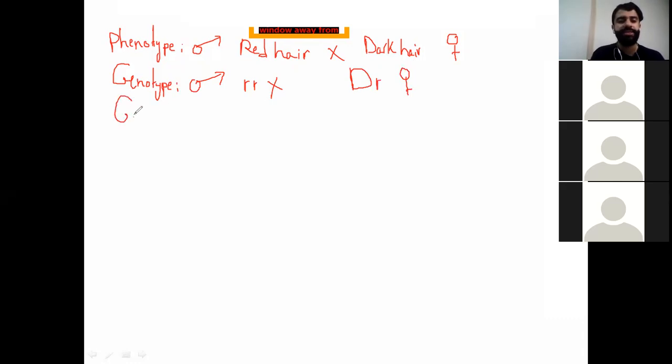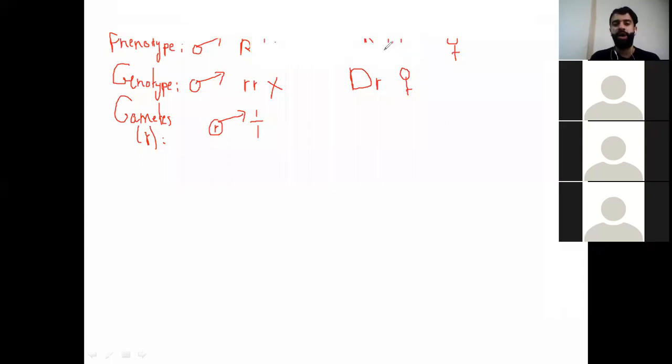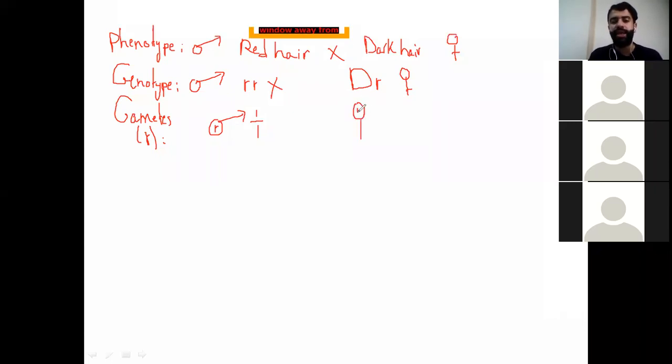Then we move to the gametes. The gametes of rr are r. So we have only one allele, so only one gamete, which is r. And they word it in proportion, so it's not 100%, it's 1/1. Let's continue now to the female. We have two different alleles, so two different gametes, D capital and r small. And each of them is going to be half, 1/2, 1/2.